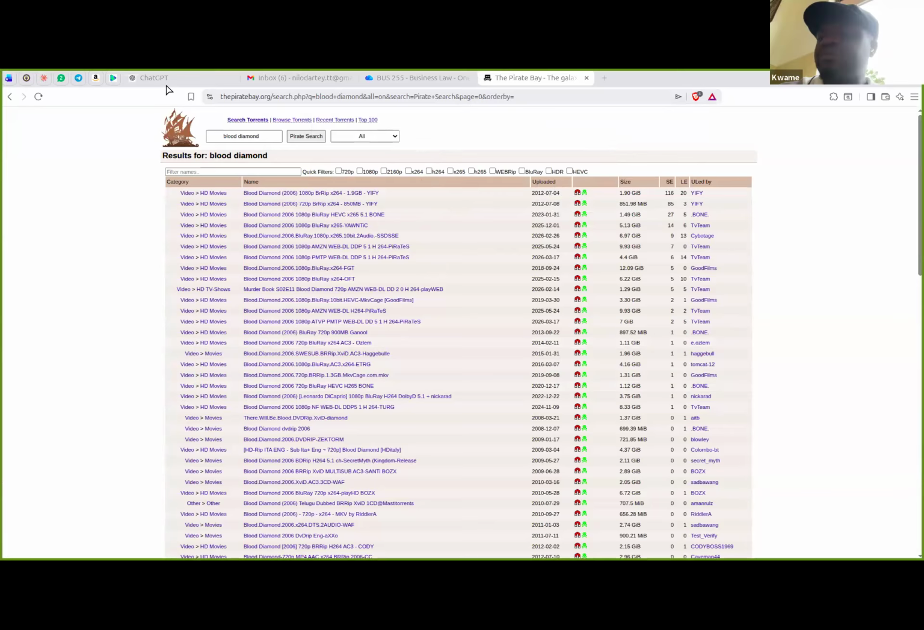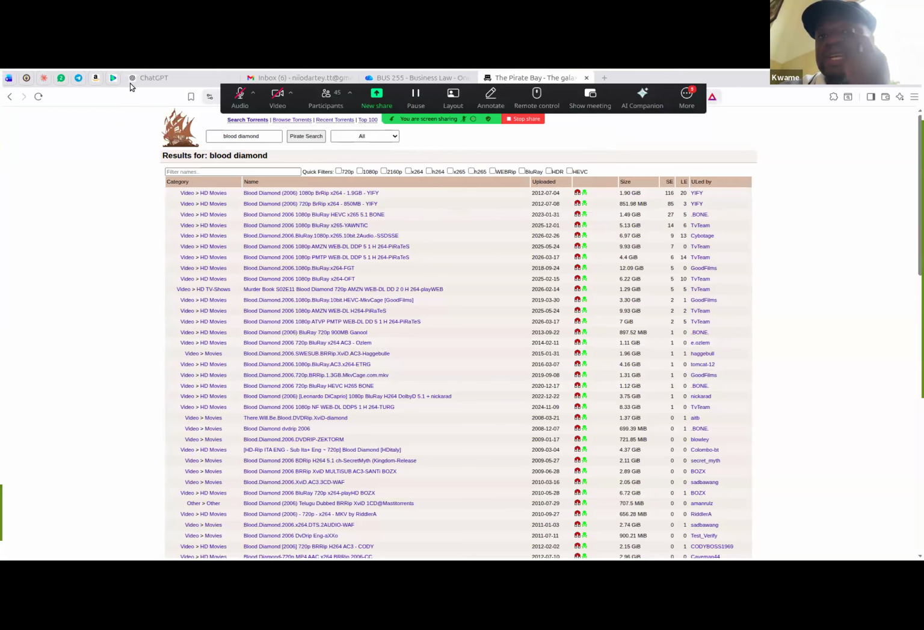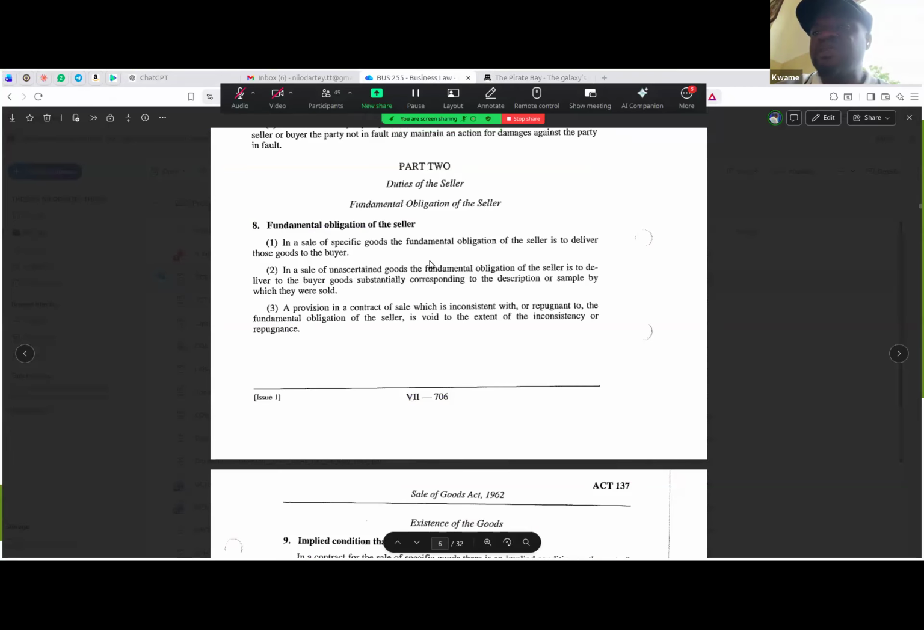No question. Okay. Now, section 8(2) says that in the sale of unascertained goods, the fundamental obligation of the seller is to deliver to the buyer goods substantially corresponding to the description. Say you produce goods, maybe you are Voltic Ghana Limited. They produce water, Voltic water.